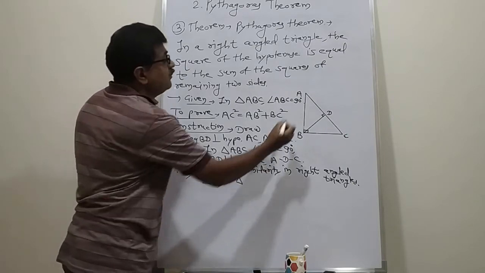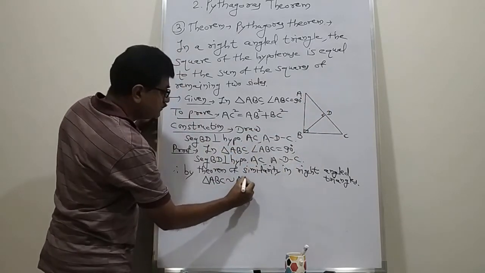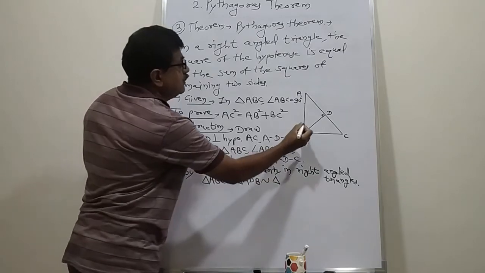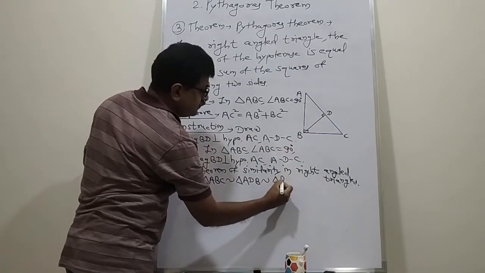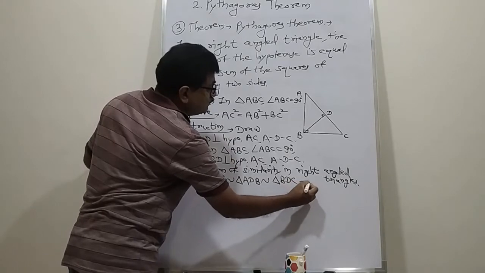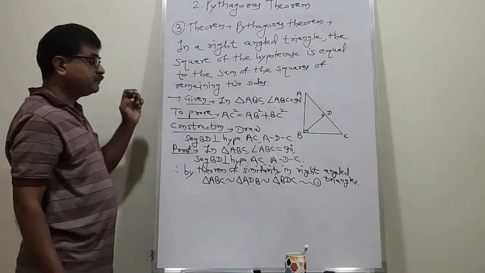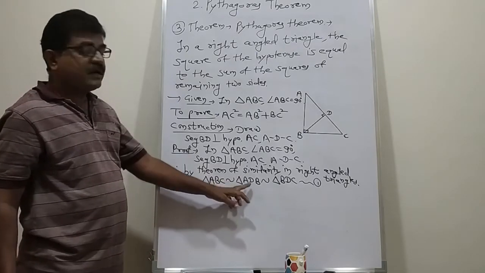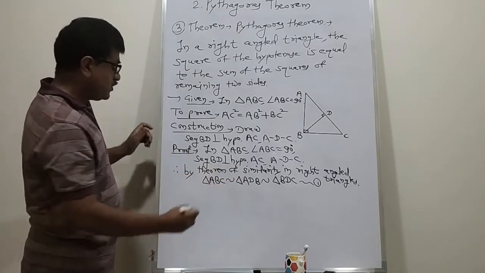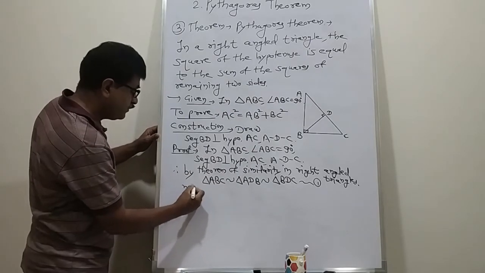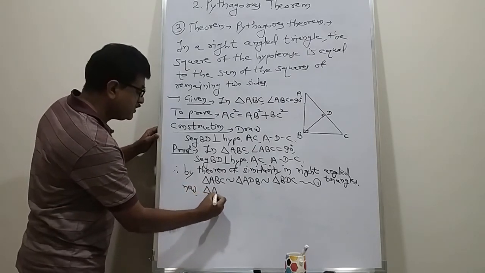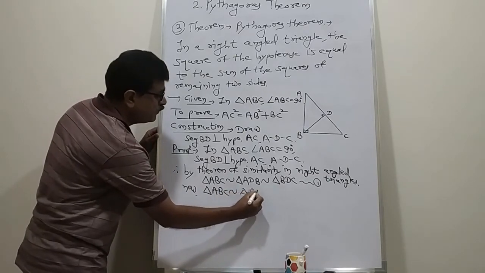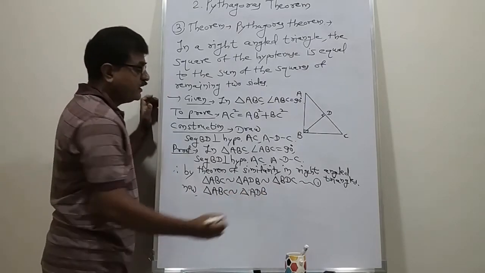triangle ABC is similar to triangle ADB is similar to triangle BDC. This is number 1. Now from 1 we can write these two triangles are similar. Triangle ABC is similar to triangle ADB. We write this from 1.